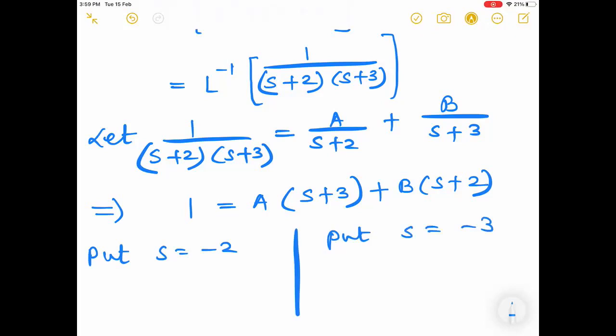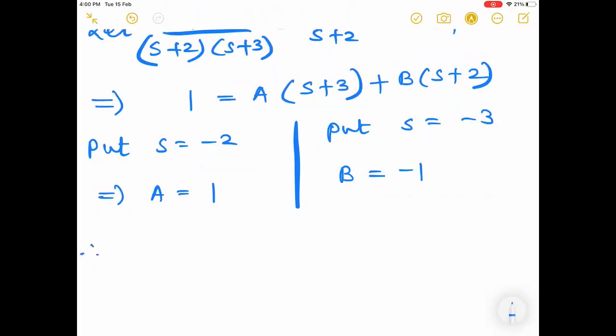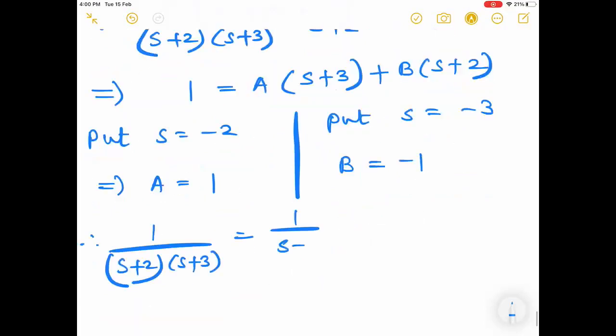So A and B का answer मिलेगा. So if you put s is equal to -2, you will get the answer for A. Can you tell me what is A? 1. And if you put s is equal to -3, then you will get the answer for B. -1. That's it. And therefore, your fraction 1 upon s plus 2 into s plus 3 is nothing but 1 upon s plus 2 minus 1 upon s plus 3.